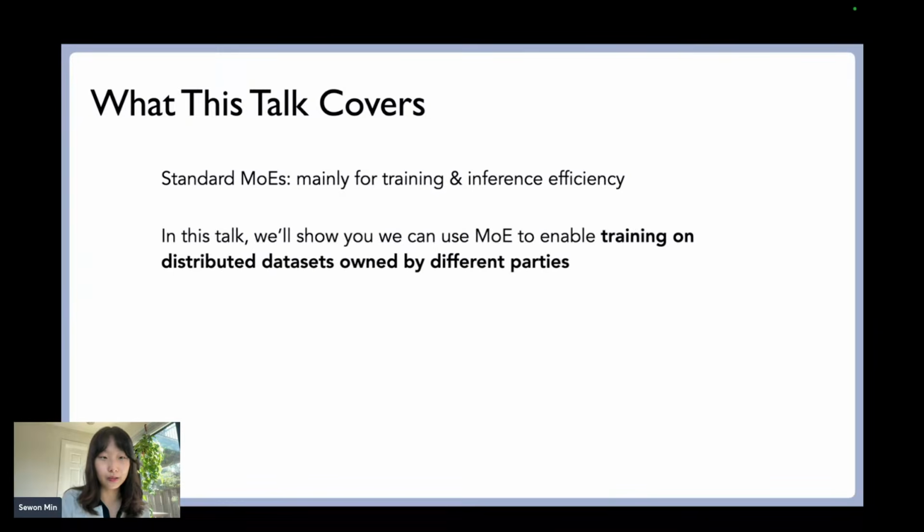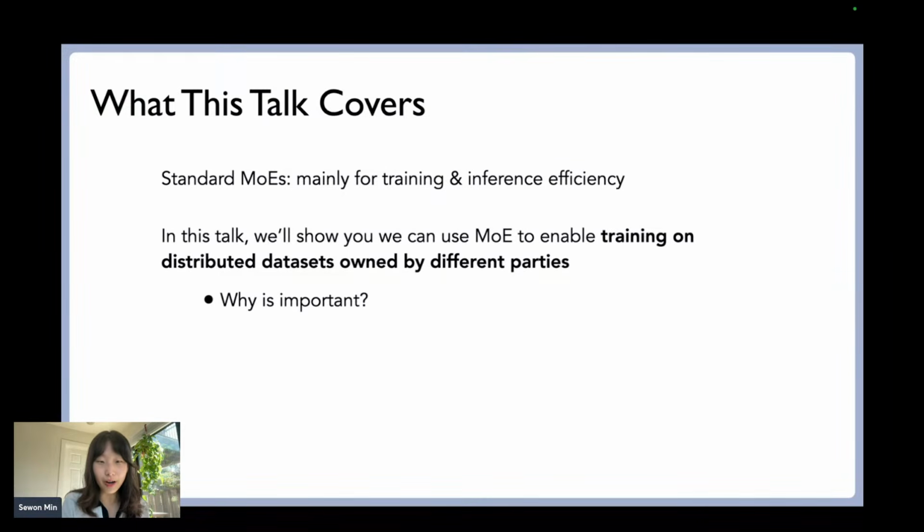And in this talk, I'll present our particular work called FlexOlmo, where we use mixture of experts to enable training on distributed datasets owned by different parties. Different parties do not want to share the raw data, so it's very difficult to pull all the data together and train one model. But because mixture of experts naturally has a modular architecture, it's possible that different parties train different parts of the model and they can be merged into a single model.